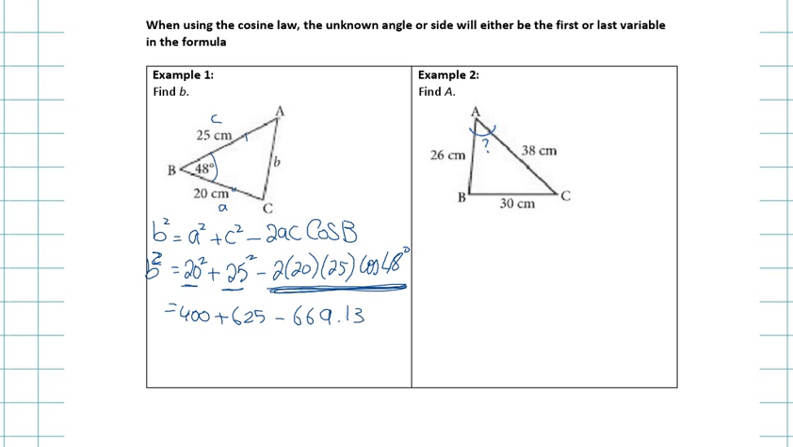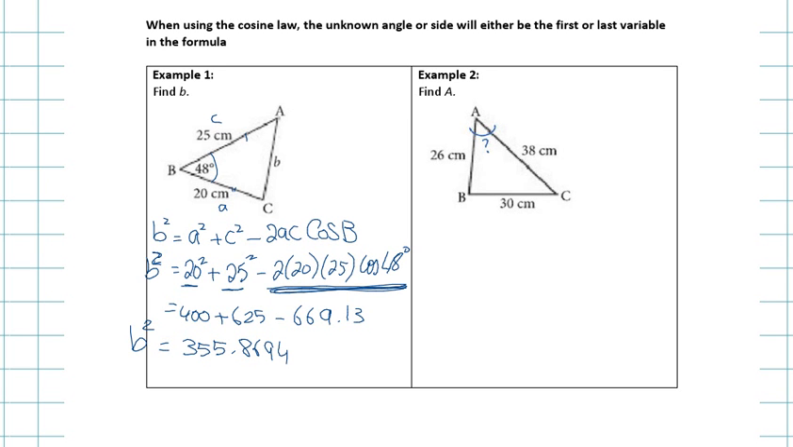And I'm looking for side b squared. So for now, I'm gonna leave it to 4 decimal places. I haven't found my final answer yet. So you see what happened? I did the first one, second one, and then the 2AC cos B. I did them all together.